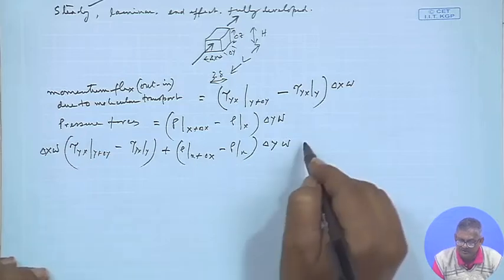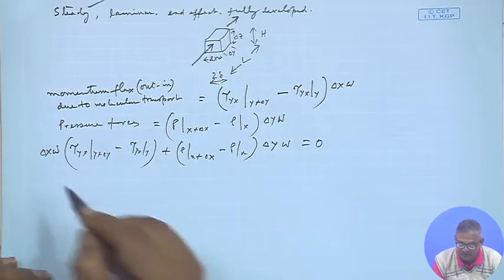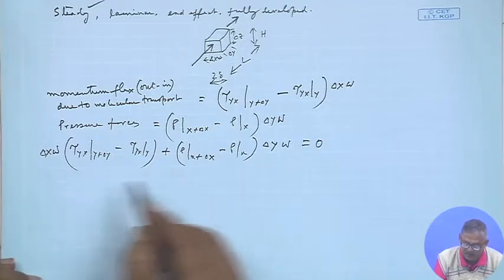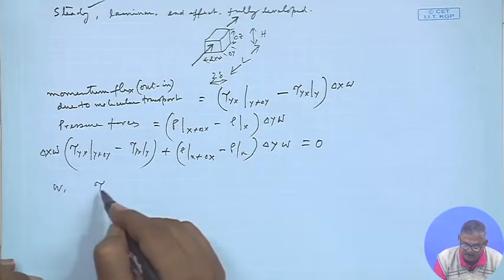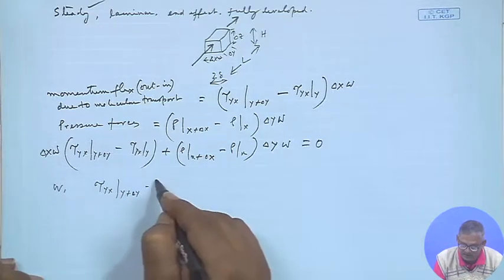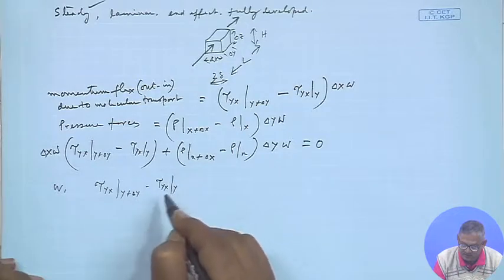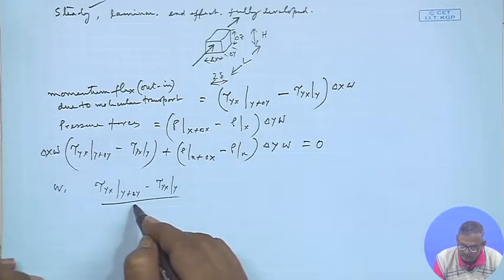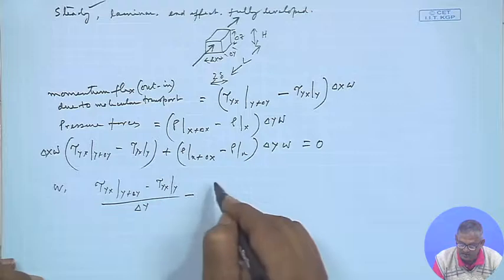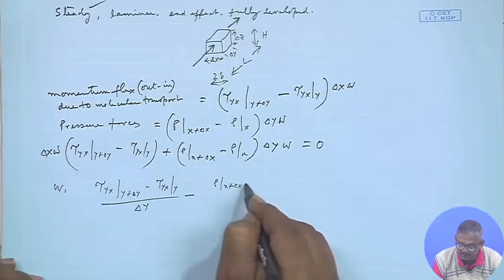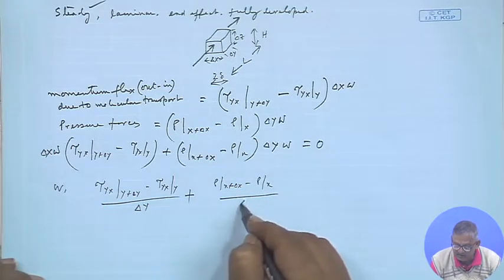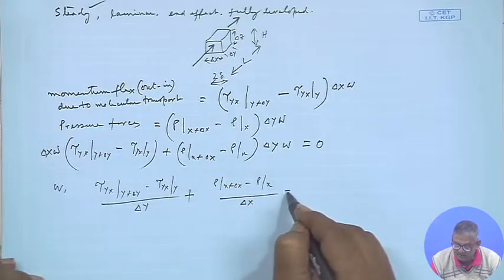So, now if we divide, this is equal to 0. If we divide both sides by del x del y, then the next stage we can write tau y x at y plus delta y minus tau y x at y over delta y, plus P at x plus delta x minus P at x over delta x is equal to 0.